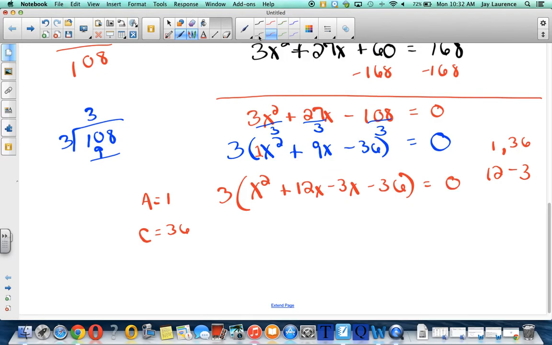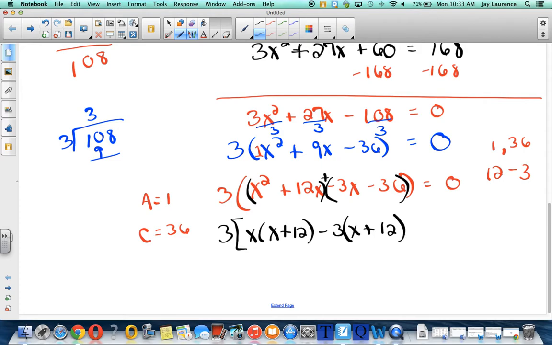Now I'm going to do my grouping on the inside here. I'm going to group those two, going to group these two, and that's where I have to stick the plus in between. So I've got this 3 out front. Okay, I'm going to change that to a bracket. I'm going to GCF an x out of here, get x times the quantity of x plus 12. And I'm going to factor out a negative 3, and I'll get an x plus 12. There we go. All right, and then I'm going to have a 3 and an x plus 12 and an x minus 3.